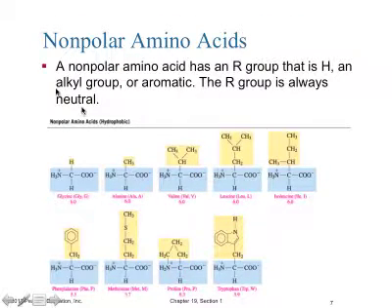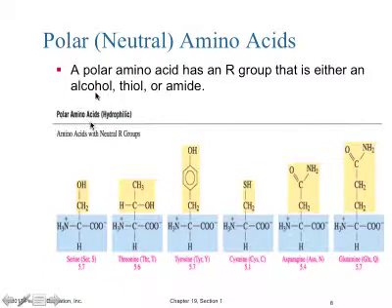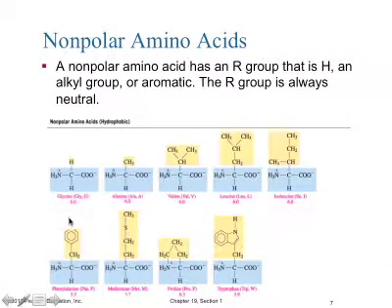So if we have an alkyl group, think alkane. So that means nonpolar, all carbons and hydrogens. It could contain a halogen as well. If it's aromatic, then it means, like we've talked about briefly, that it has this type of ring on it. These are nonpolar. They're always going to be neutral.